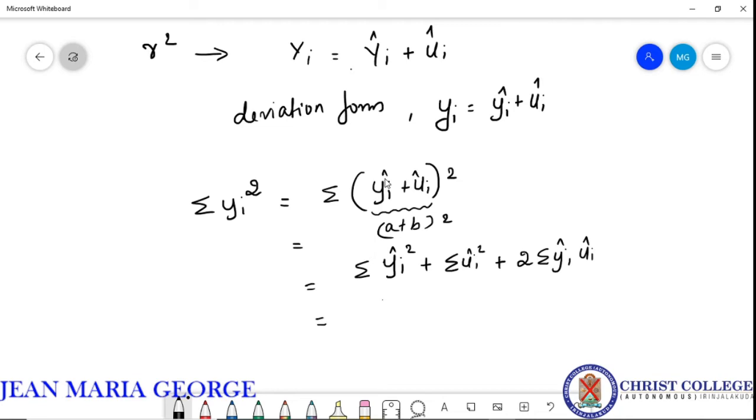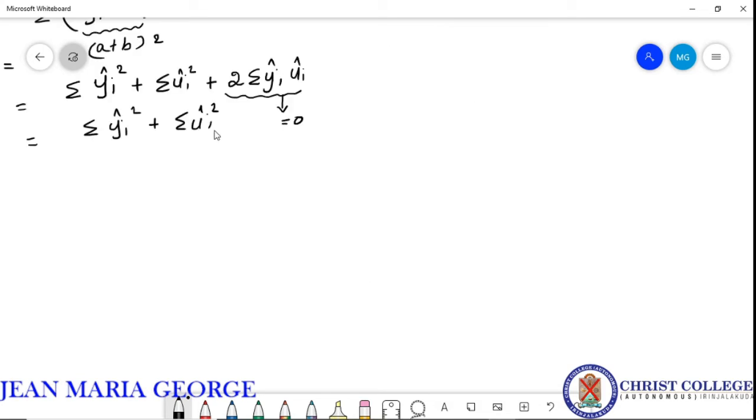This will be equal to sigma yi hat square plus sigma ui hat square, and this component sigma yi hat ui hat will be equal to 0. So let us check this, how sigma yi hat ui hat becomes 0. Okay, so consider this element, sigma yi hat ui hat. In the mean deviation form, we have proved yi hat value will be equal to beta 2 hat xi.